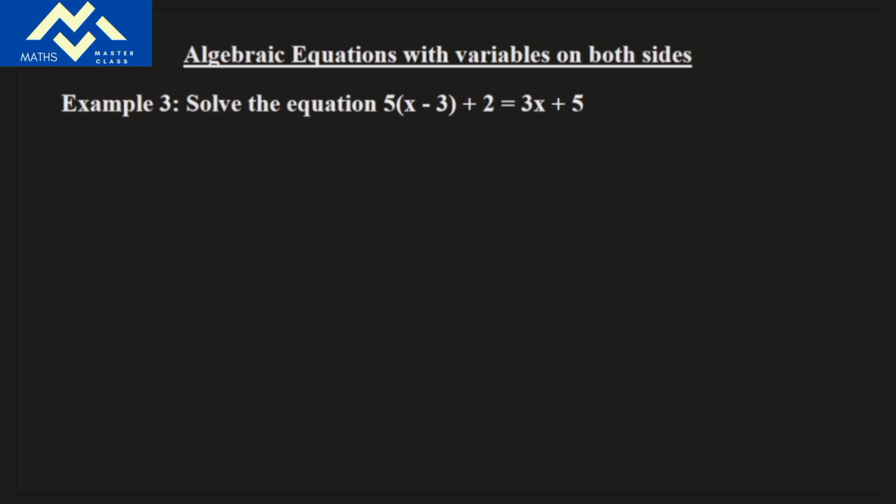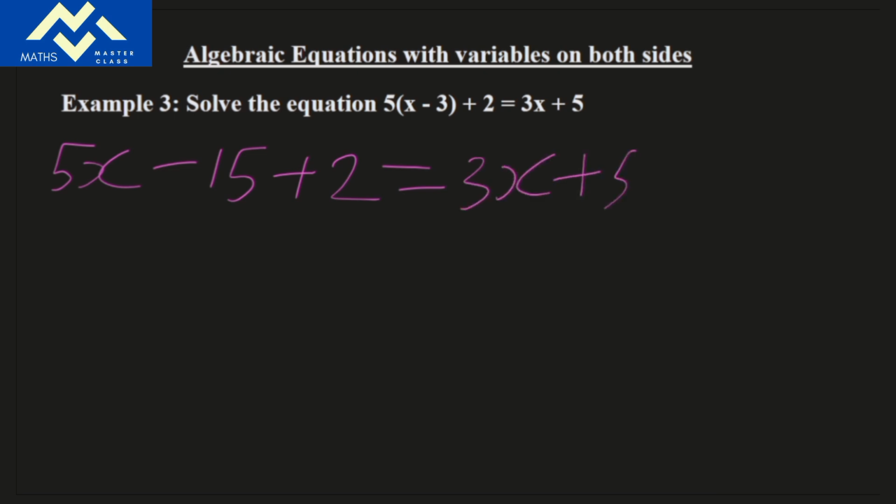Let's look at one more example. Solve the equation 5(x − 3) + 2 = 3x + 5. Clear the brackets first. 5 times x is 5x. 5 times minus 3 is minus 15. We write down the plus 2 equals 3x plus 5. Let's simplify. Minus 15 plus 2. The signs are different, right?